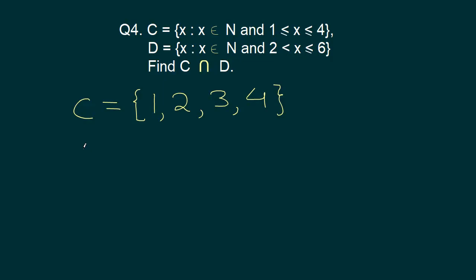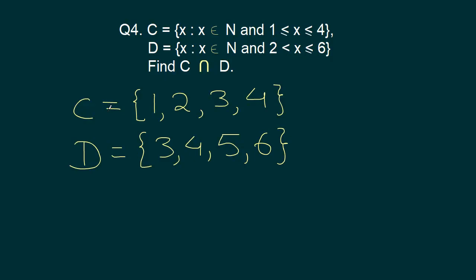Similarly, now let's write the set D from set builder form in roster form. So D contains element x, where x belongs to natural numbers, and x is greater than 2. Note there is no equal to sign here, and x is less than or equal to 6. That means x will start from 3. It is greater than 2. So we write 3 here, and then 4, 5, and is 6 included? x is less than or equal to 6. So yes, 6 is included. So here we have set C and set D.